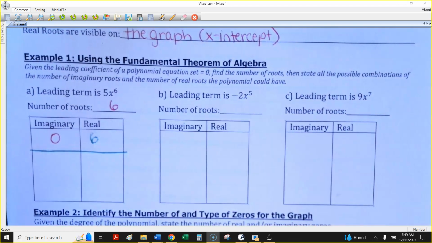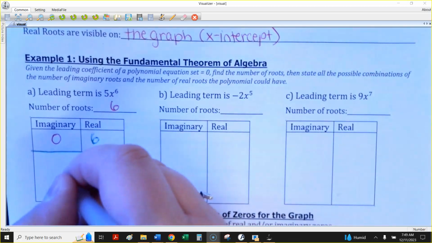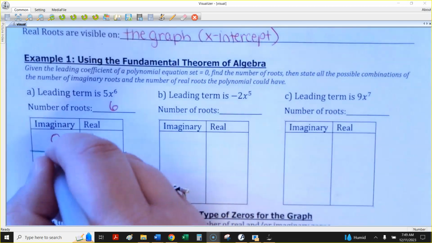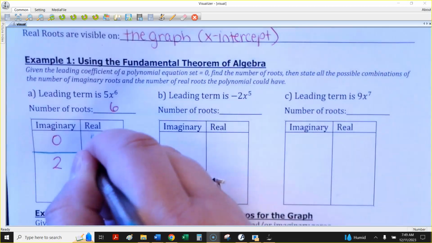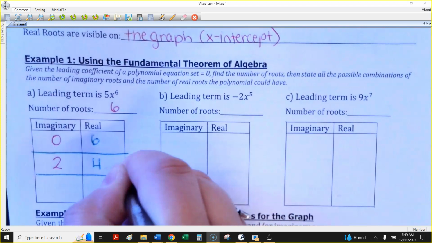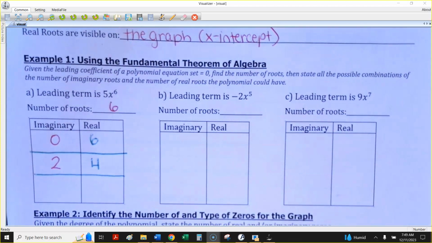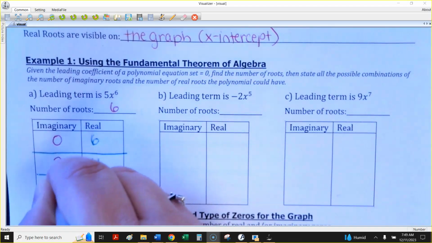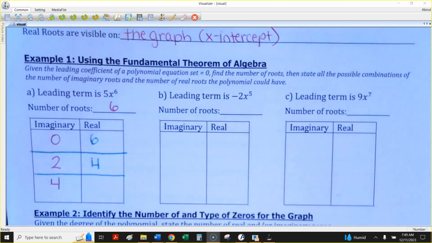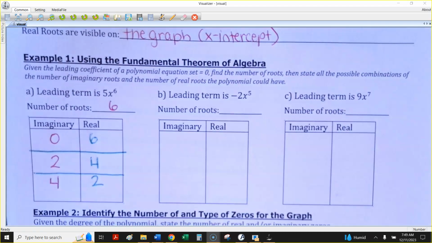All right, you can't just have one imaginary root. They have to come in pairs, so I'm just going to use even numbers. I could have 2 imaginary roots. If that's the case, how many real would I have to have? 4, right? It has to add up to 6. Sorry, I'm going to have a 4th thing here. I could have 4, right? They have to come in pairs. If I had 4 imaginary zeros, how many real zeros would we have to have? 2. Each time, across that row, they'd have to add up to 6.